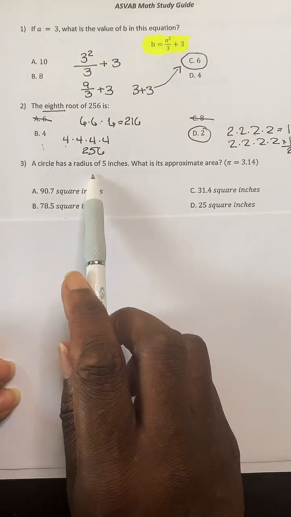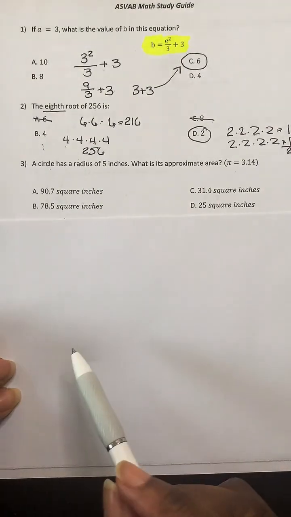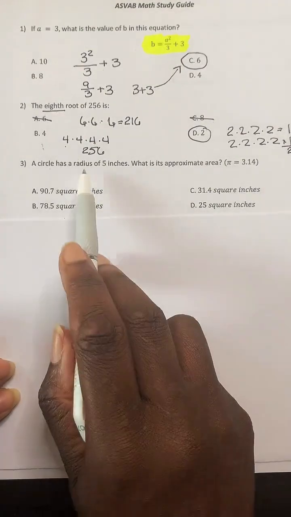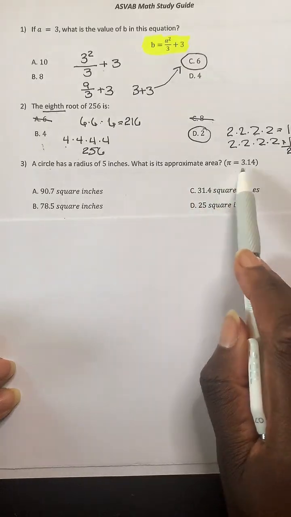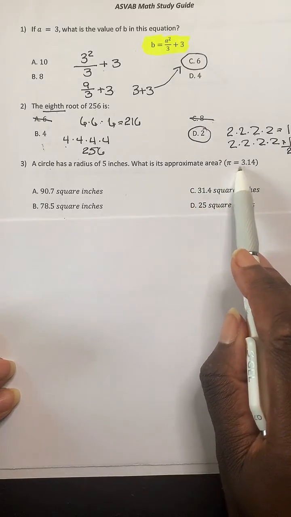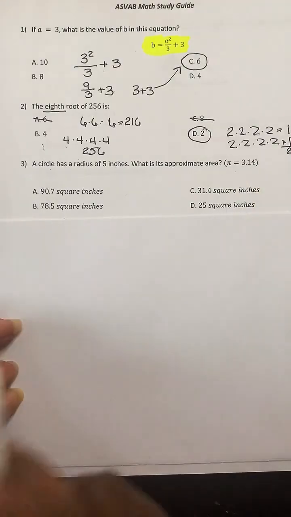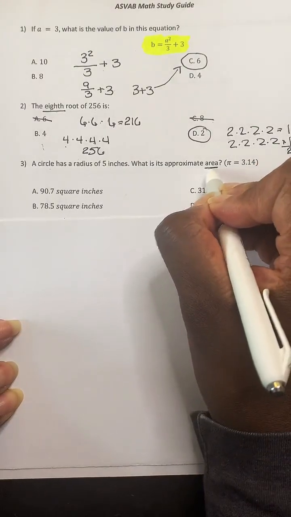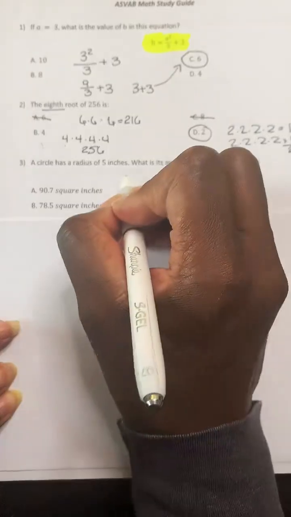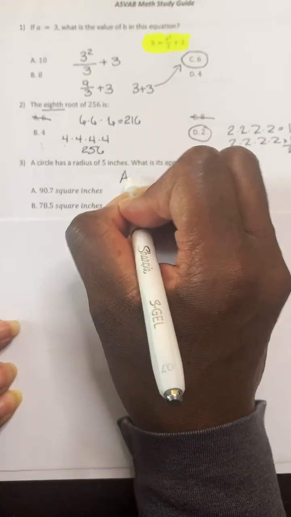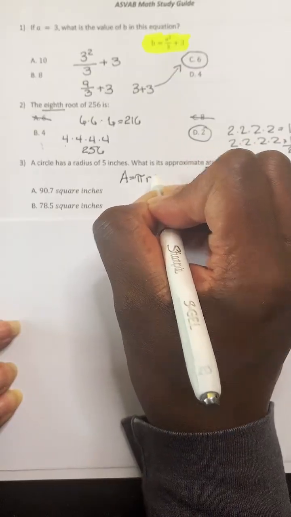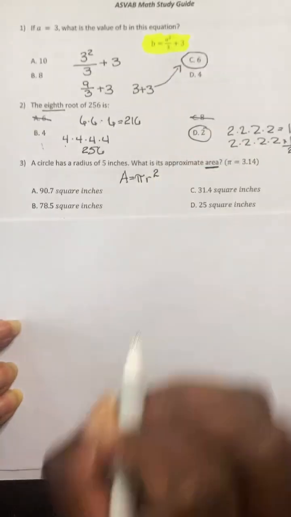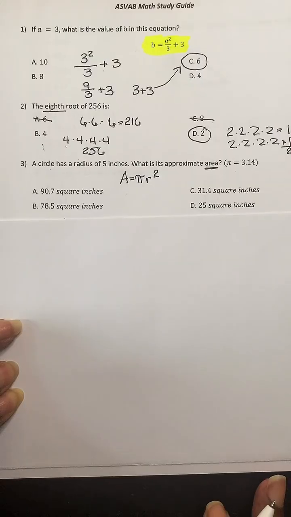A circle has a radius of 5 inches. Okay? We need to know what a radius is. What is its approximate area? So they're giving us a little bit of what pi should relate to. First of all, they're talking about the area. So the area of a circle, if you recall, is pi r squared. Okay, yes, a lot of these formulas are going to pop up.